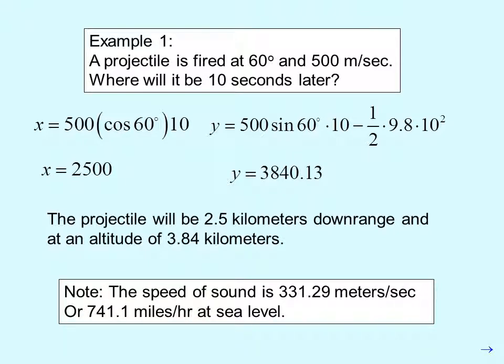Note, the speed of sound is 331.29 meters per second, or 741.1 miles per hour at sea level. Since in our problem the initial velocity was 500 meters per second, it is not really realistic to ignore air resistance, but it does make our calculation simpler.